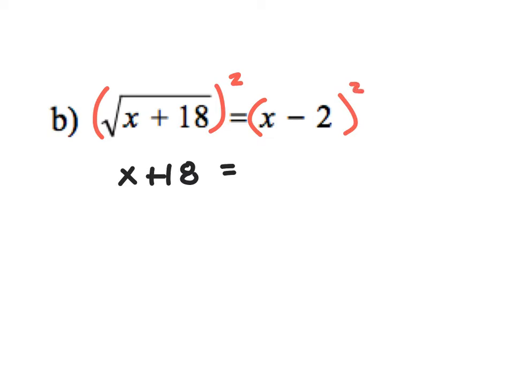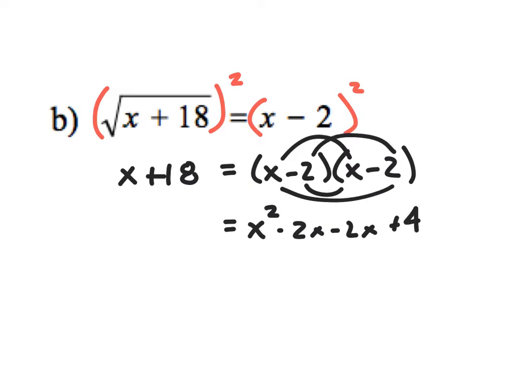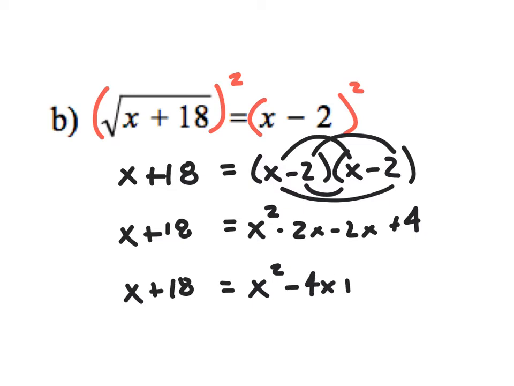If I square the right side, I'm squaring a binomial, which means I'm really doing x minus 2 times x minus 2, and I have to multiply that out. We can FOIL it, or you can use the box method. So I've got x squared minus 2x, and then plus 4. And that's all equal to x plus 18. So now look what you got. I got x plus 18 is equal to a quadratic, a trinomial: x squared minus 4x and then plus 4.